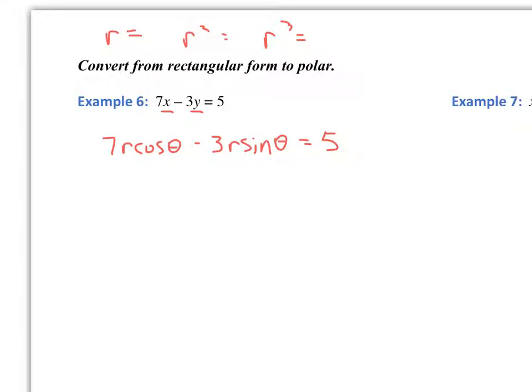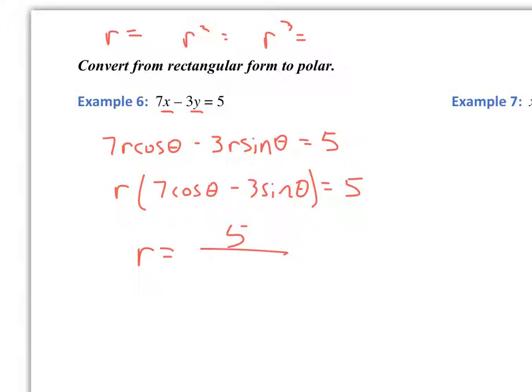Ideas? I'm not going to use the word divide, I would use a different word, but what? Factor out what? r. So now we've got r times 7 cosine theta minus 3 sine theta equal to 5. And now we can use your word. Divide. And r is now equal to 5 divided by this whole thing of 7 cosine theta minus 3 sine theta. Okay? Questions there?